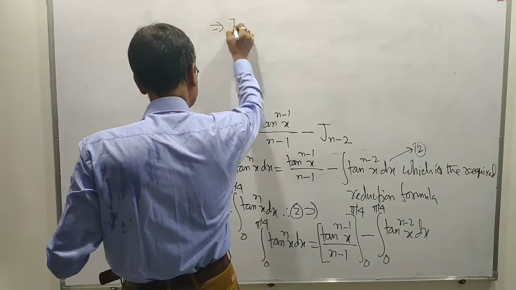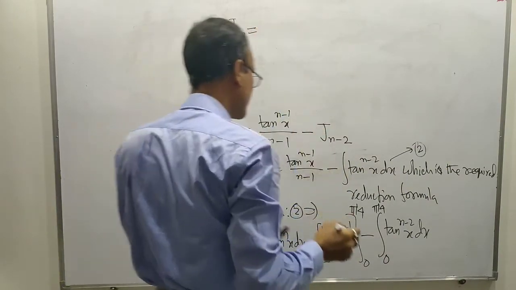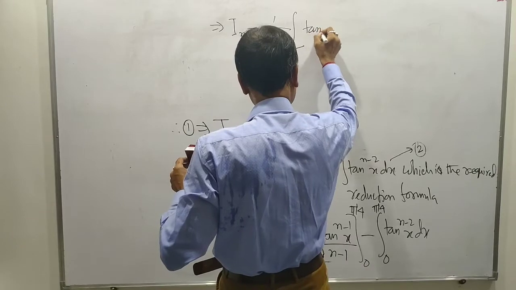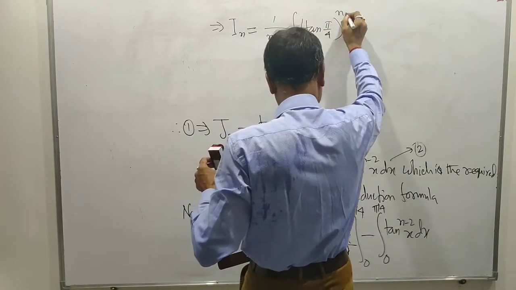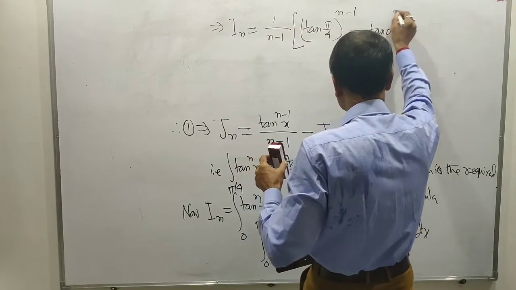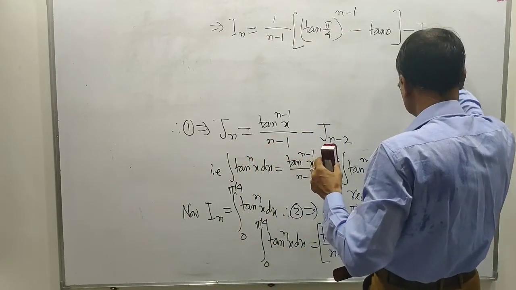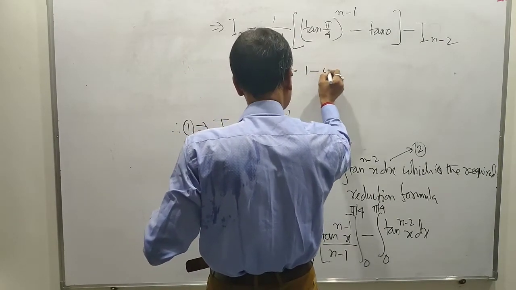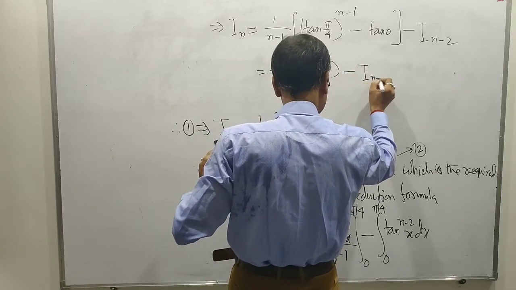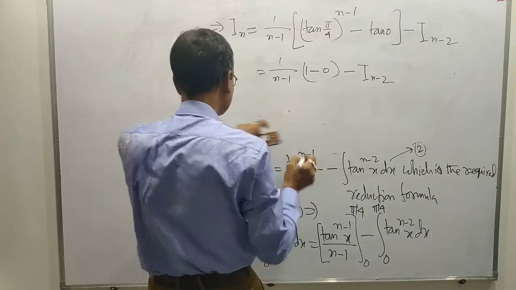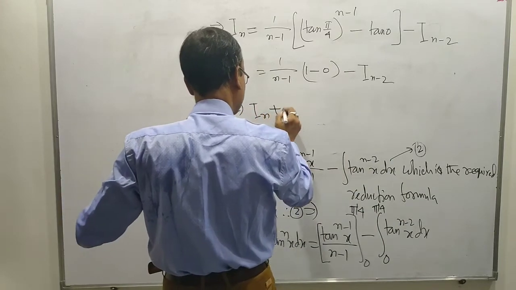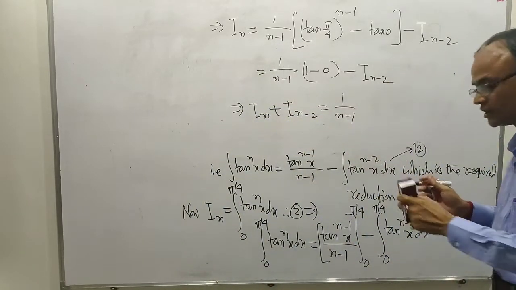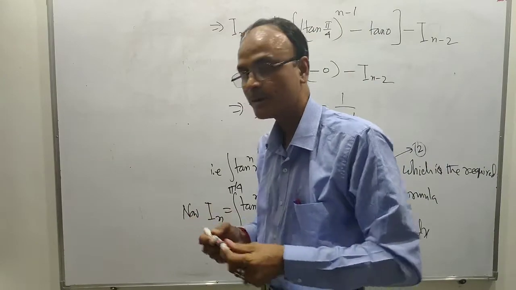This means it is nothing but I_n equal to 1 by n minus 1 into tan pi by 4 whole to the power n minus 1 minus tan 0, minus I_(n-2). This is equal to 1 by n minus 1 into 1 minus 0, minus I_(n-2). This means I_n plus I_(n-2) equal to 1 by n minus 1. The second part has also been proved.